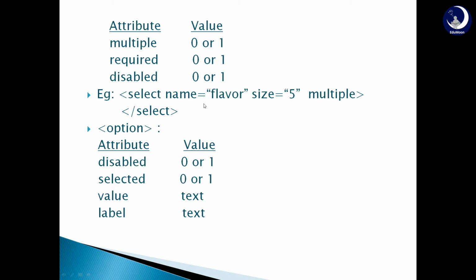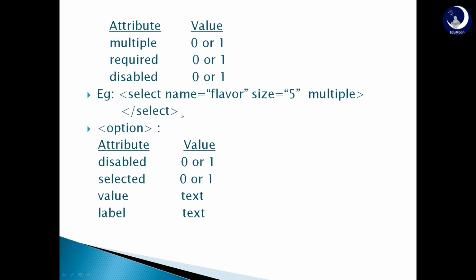Select name is equal to flavor size 5 multiple. This is an example of a drop-down list for selecting flavors and the size is set to 5. This means among the options, 5 options are displayed to the user by default and it is set to multiple. This means we can select multiple flavors we want.